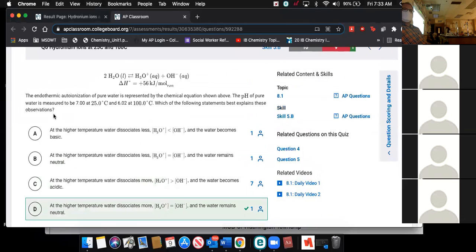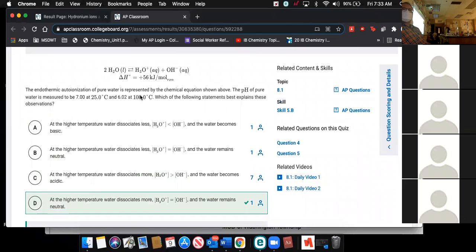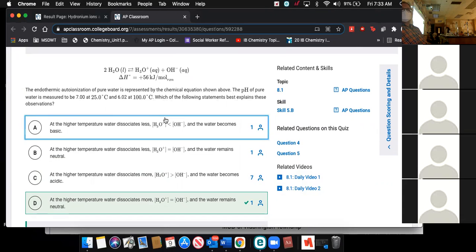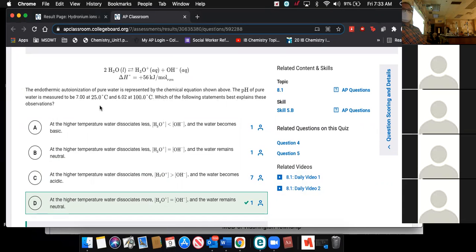The endothermic autoionization of pure water is represented by the chemical equation shown above. The pH of pure water is measured to be 7 at 25 degrees and 6.02 at 100 degrees. Which of the following statements best explains this?